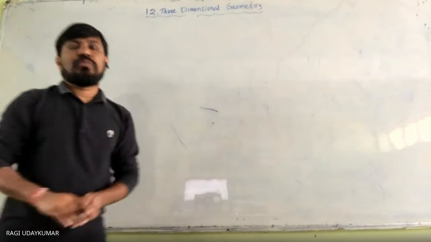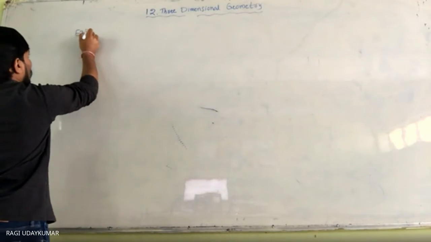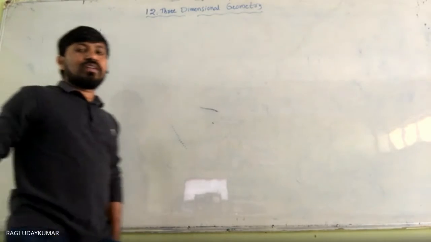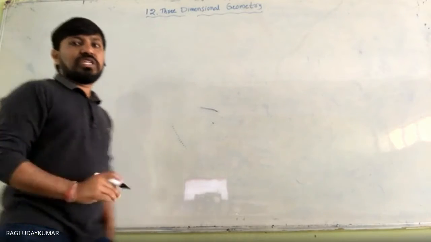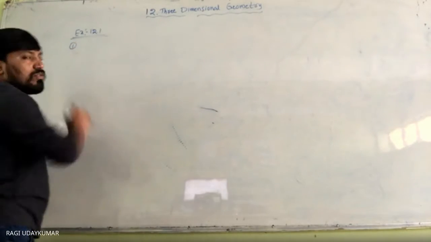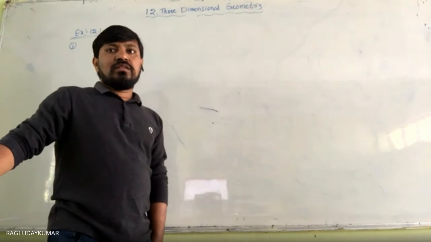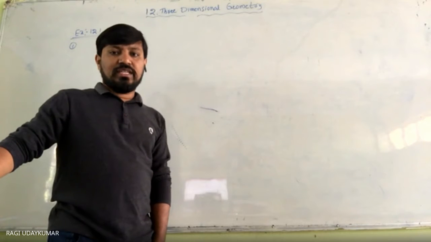So, three-dimensional geometry. In the earlier class we already discussed the different octants and how the points will be placed. Let us see Exercise 12. The first question is given to you: for a point on the x-axis, what are its y coordinate and z coordinate?